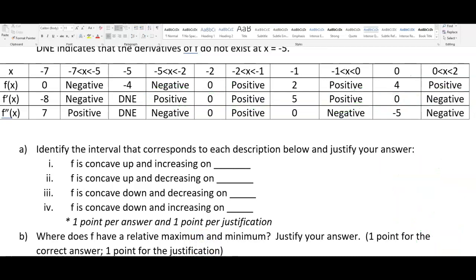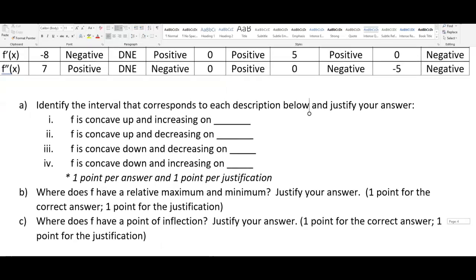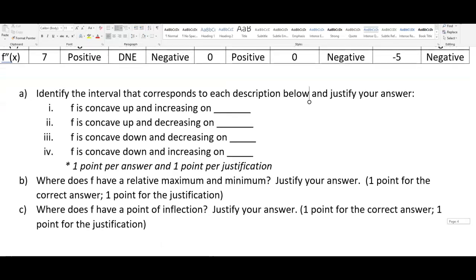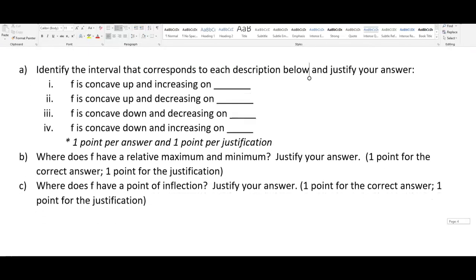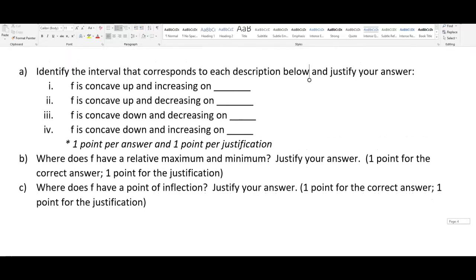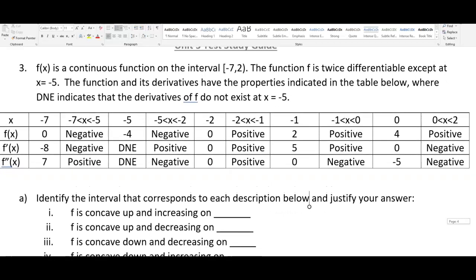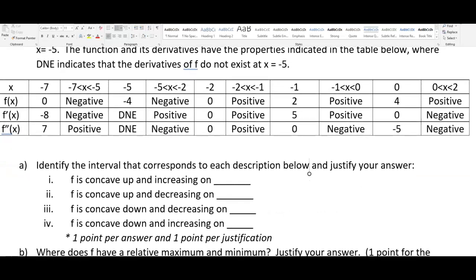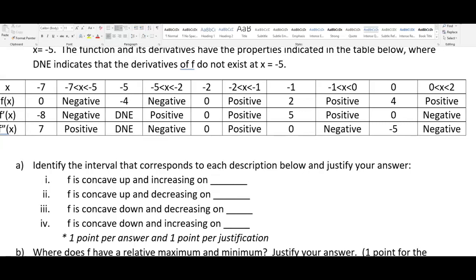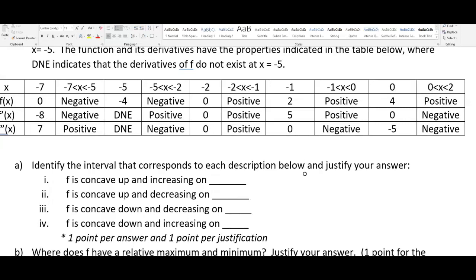All right, continuing onwards. Part C, where does f have a point of inflection? Justify your answer. So before I answer the question, I'm going to rehash some knowledge for you here. What is a point of inflection? A point of inflection is a point where your concavity changes.